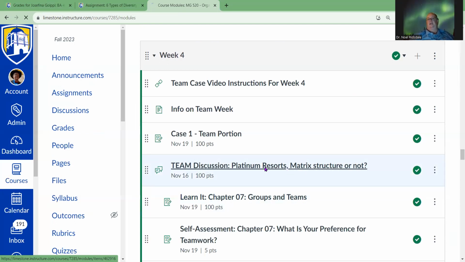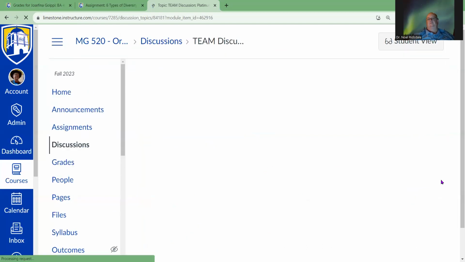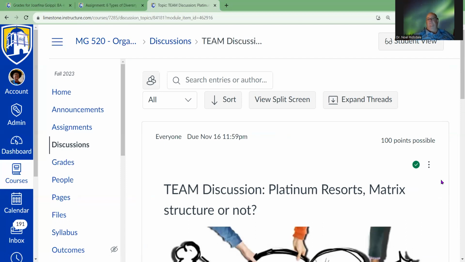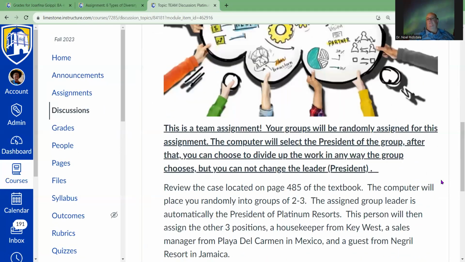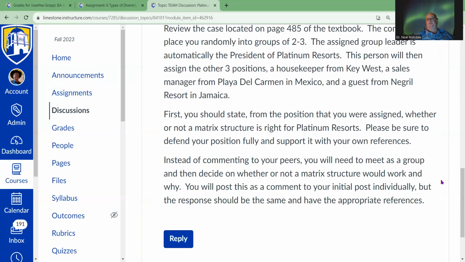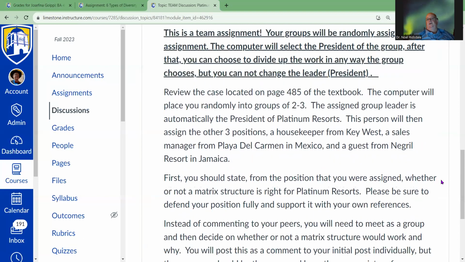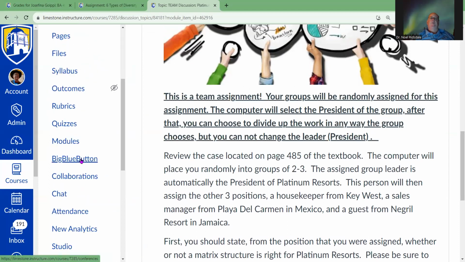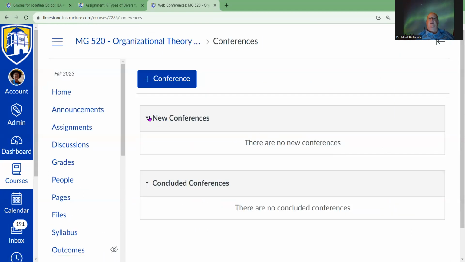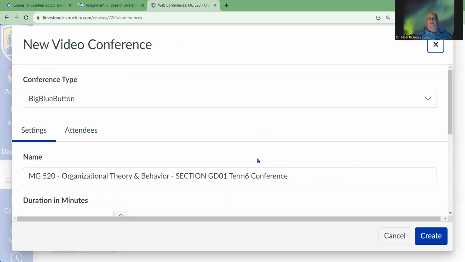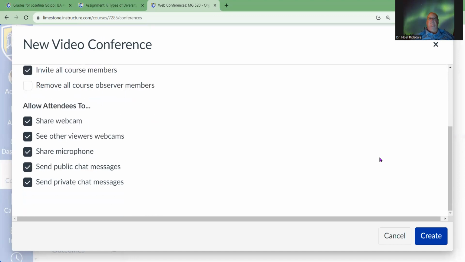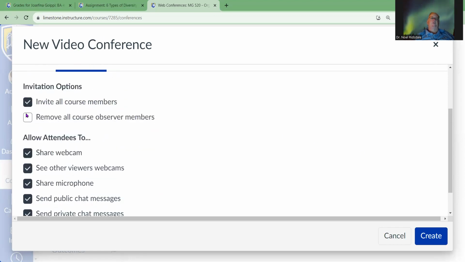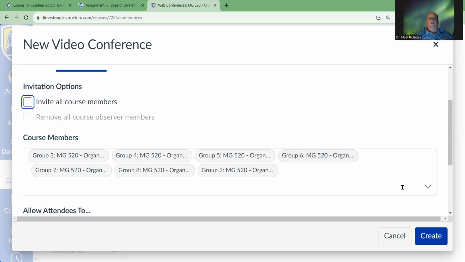This is where we're going to pull these things together. And this discussion is a video discussion. So this is going to be one of those where you're going to actually do this as a video. You have access to conferencing software here under Big Blue Button. Under Big Blue Button, you can actually add a conference, and you can put in your attendees. We don't have to actually invite all course members. We can actually invite groups.